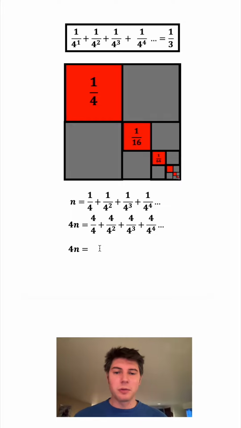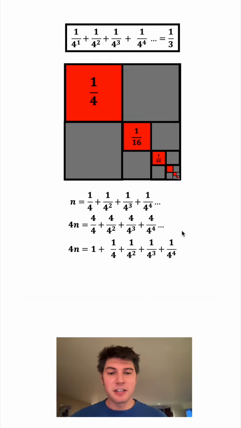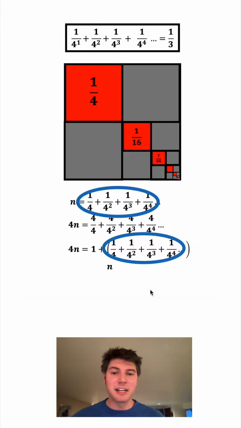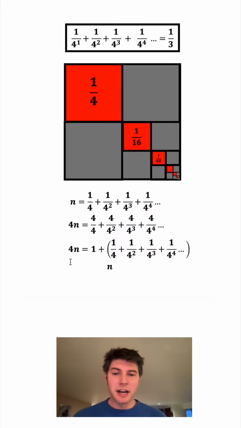4 over 4 is equal to 1. 4 over 4 squared, well, that's going to cancel one of them, so this will just be 1/4. And then 4 over 4 cubed, well, that'll be 1 over 4 squared. 4 over 4 to the 4, that'll be 1 over 4 cubed, and that pattern is going to continue forever. So this stuff in the parentheses is the same thing as our original series. Both of these are the same, so we can plug in n for this right here. And then we can bring down the rest of this stuff.